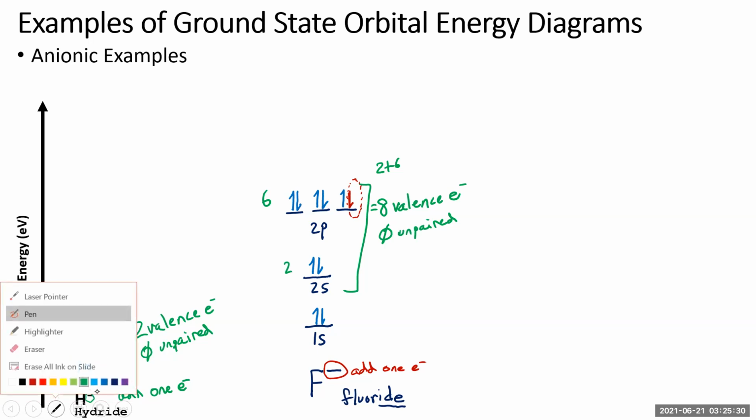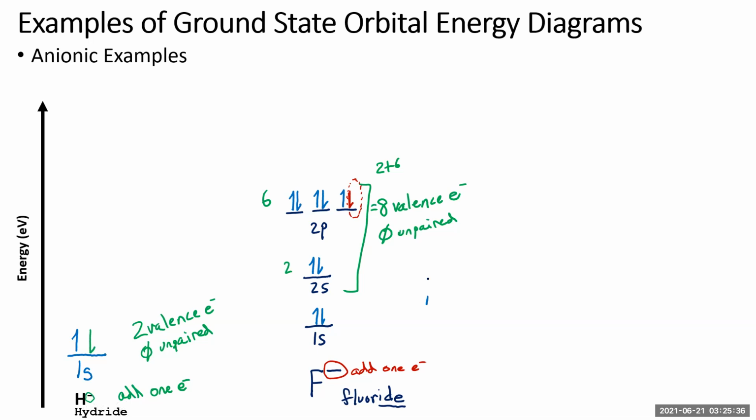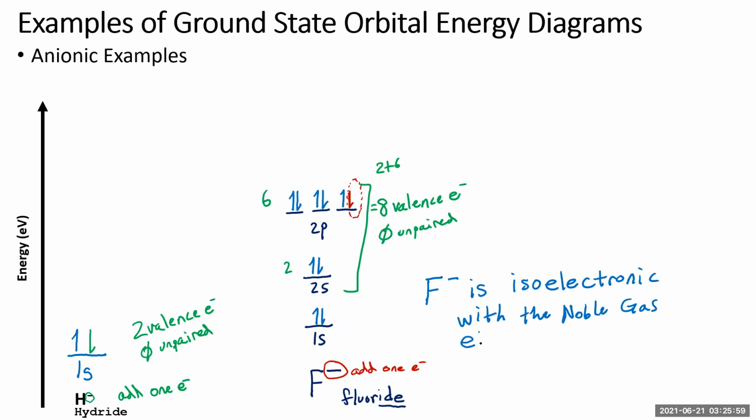and this is a critical point. Another thing we can say is that fluoride is isoelectronic with the noble gas element. Can you see which one I'm going for? Remember, the noble gases are the very last column of the periodic table, the rightmost column of the periodic table.